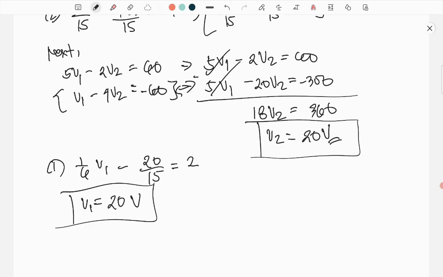So this is how I managed to get the values for V1 and V2, but again, I will allow you to use your calculators directly to solve for V1 and V2. I hope this video will help you a lot in understanding how I arrived at 20 volts for the two values.